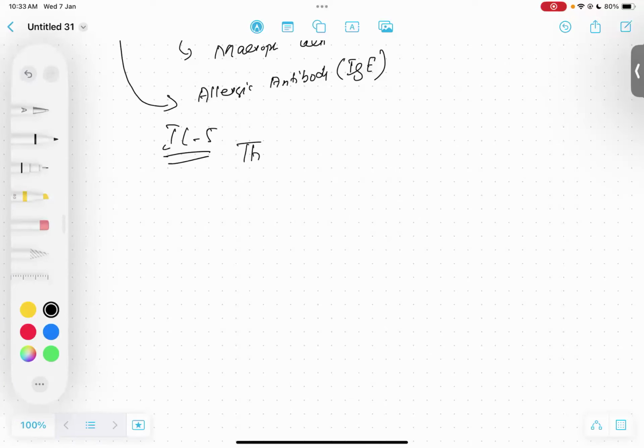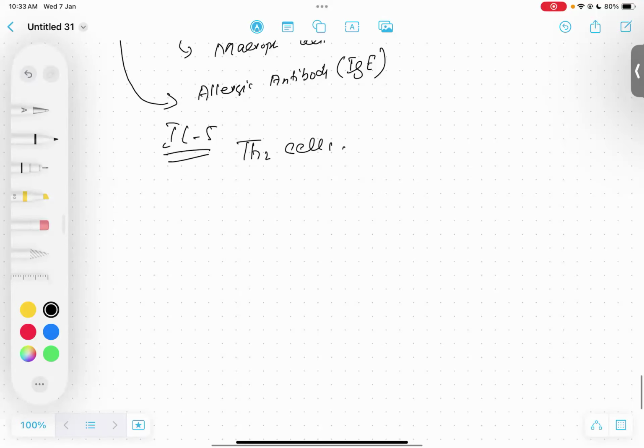Interleukin 5, its main source is T helper 2 cells, and its function is growth and activation of the cells that work against parasitic infection, and those cells are called, anybody? Eosinophils. Excellent. So remember, interleukin 5, eosinophils.